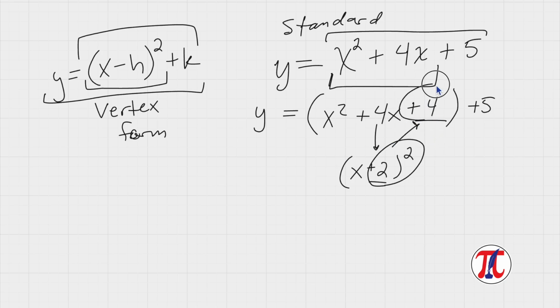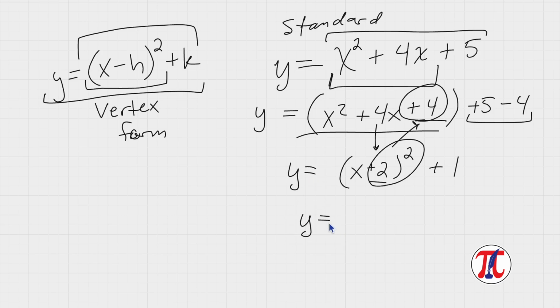So if I add 4 here to make this into a perfect square trinomial, I also have to subtract 4 to keep the equation balanced, because I'm not adding 4 to both sides or anything. I'm adding 4, so I have to subtract 4. And then when I combine these constants, plus 5 and negative 4, I get a positive 1. And now I'm done. I'm in vertex form.